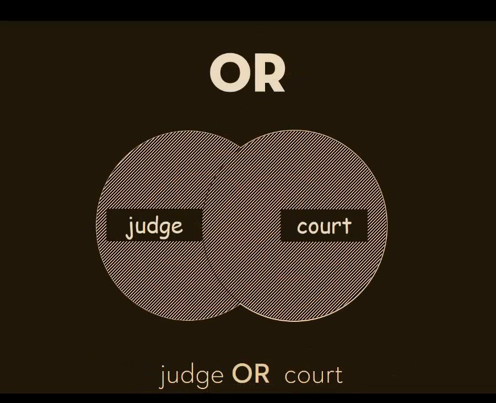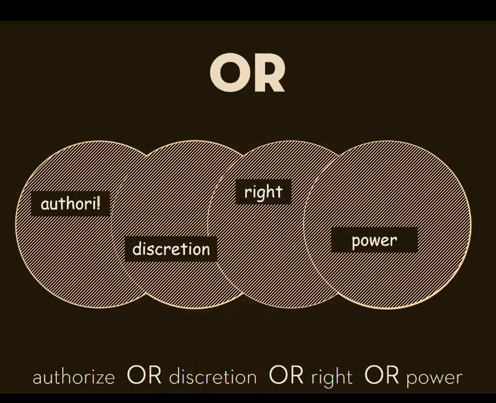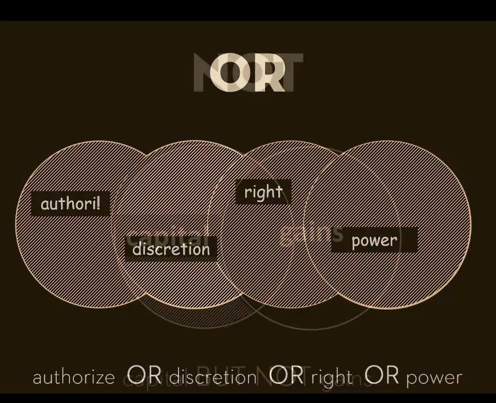The OR operator finds documents with either or any of your terms. Continuing with our example, the search judge OR court will pull up documents with the term judge, documents with the term court, and documents with variations of both terms. The more terms that you OR together, the more documents you find. So when you use OR, you expand your search.